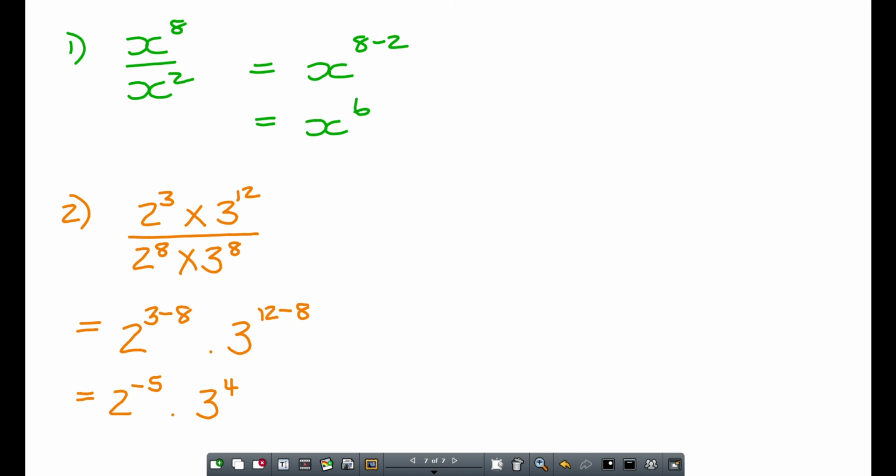For those of you that struggle to see what's going on here, if you were to write it out the long method, quickly have a look. At the top, I'm going to delete this because I don't want you to use it. I'm just explaining. 2 to the power of 3 is actually 2 multiplied with itself 3 times. So it's actually 2 times 2 times 2, which is 8. Then times 3 to the power of 12.